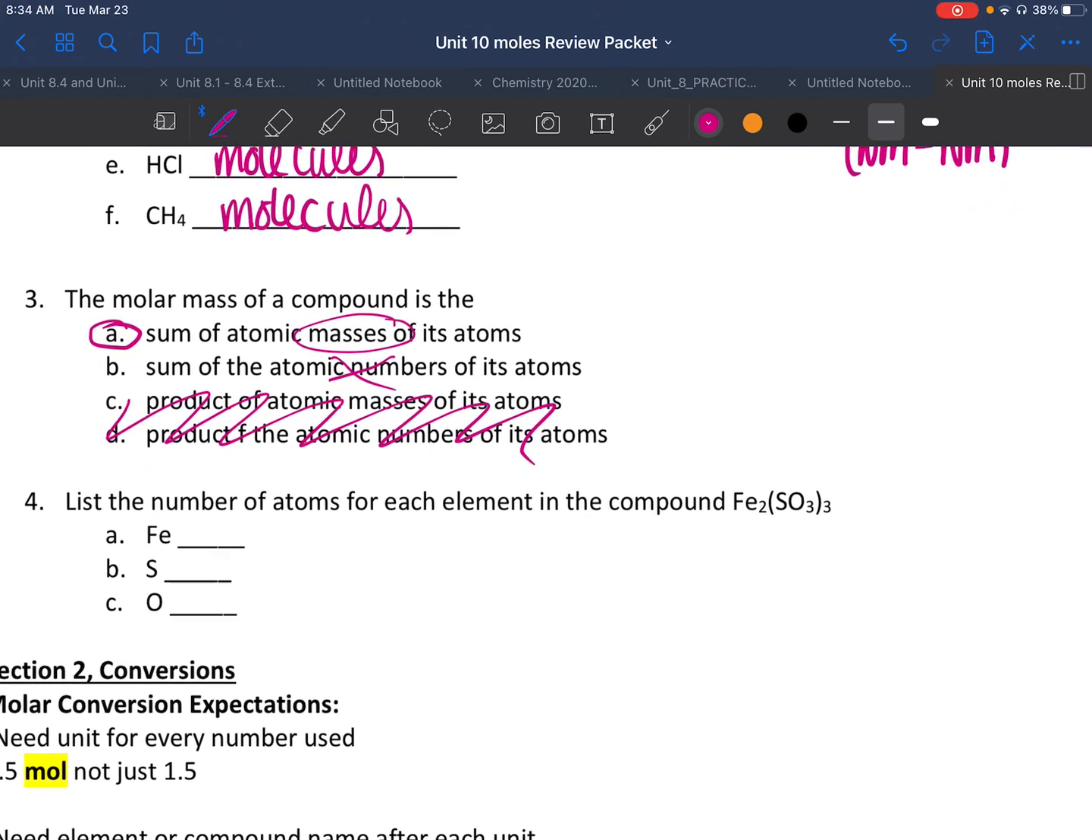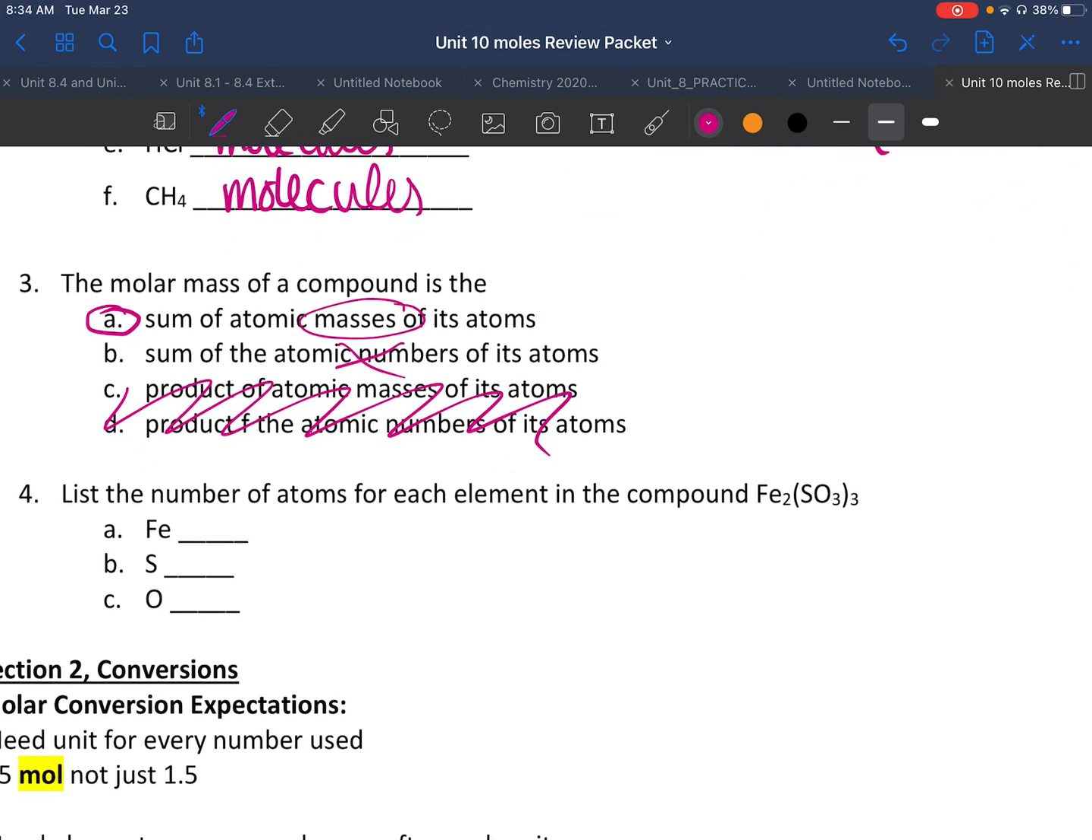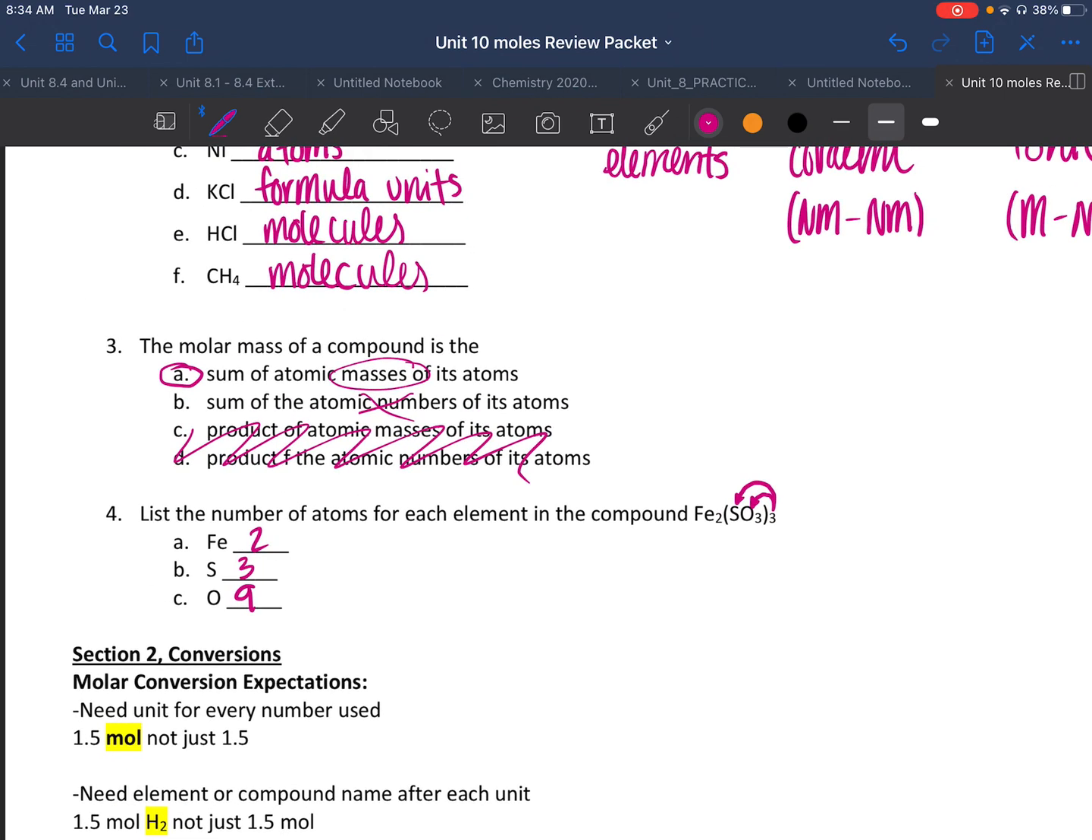Number 4. This is kind of a review that brings us back to balancing. I just want to make sure you know how to distribute things when there are parentheses involved. So we always want to distribute to the inside of the parentheses if there's a subscript right outside. Notice how it does not reach Fe, or iron. So we have 2 atoms of Fe, 3 for sulfur, and it's multiplication, not addition. So we have 9 oxygen atoms.